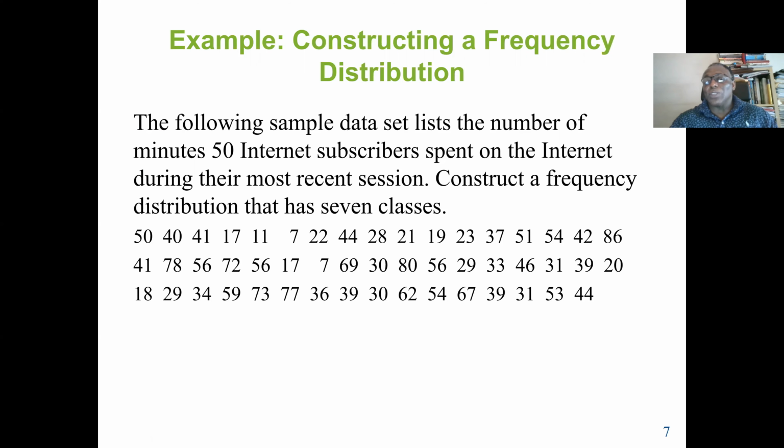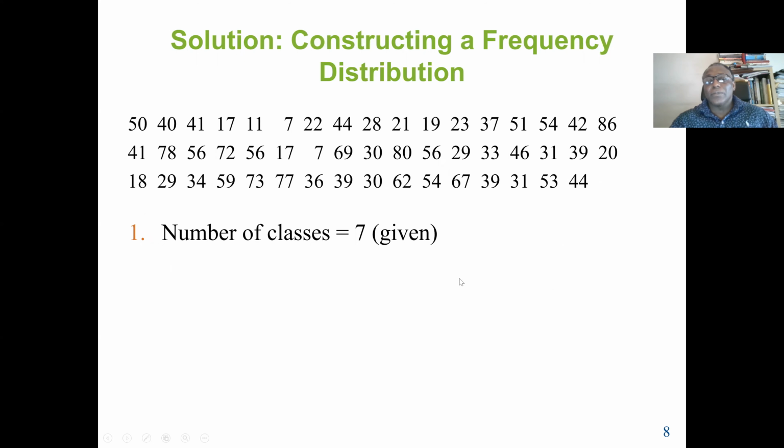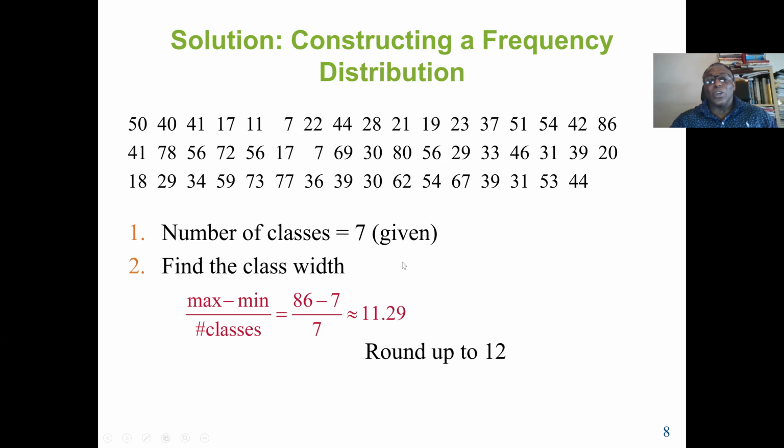So finding the class width means finding the range of the data set. Range is the maximum value minus the minimum value. Then we divide by 7, and that will give me the class width. So that's the first step here. The number of classes is 7. It's already given to us.